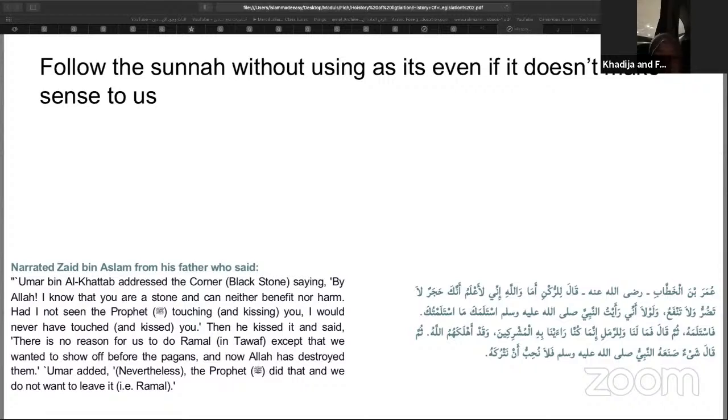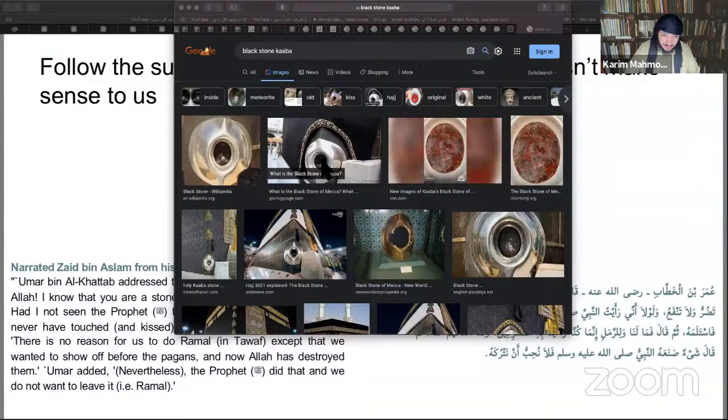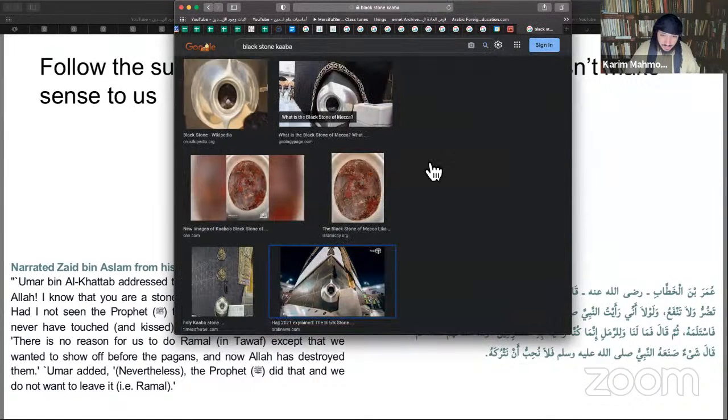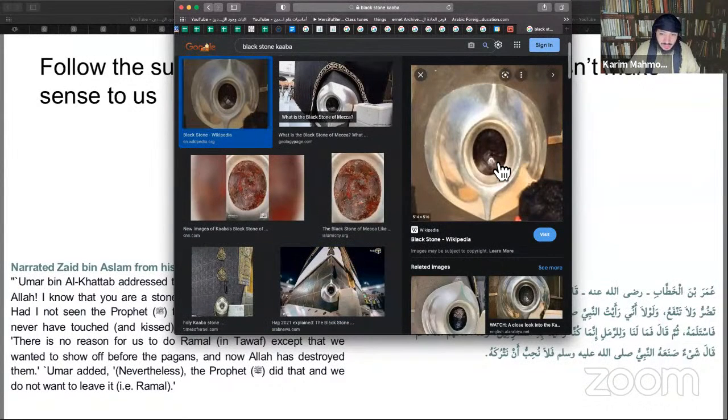All right. So the black stone by the Kaaba: when the Prophet ﷺ went to do his Hajj, he kissed the black stone. And the companions after him, and all the Muslims after him, have done so as well. Let me show you here. One second. You see here, that's the black stone, right over here. So the Prophet ﷺ kissed it. It's just a stone, right? But the Prophet ﷺ kissed it, so the companions after him also kissed it.